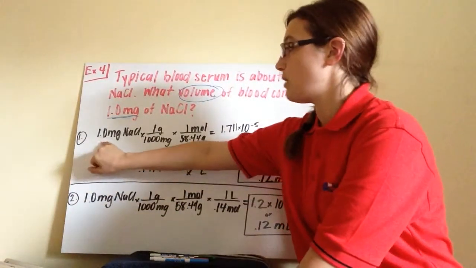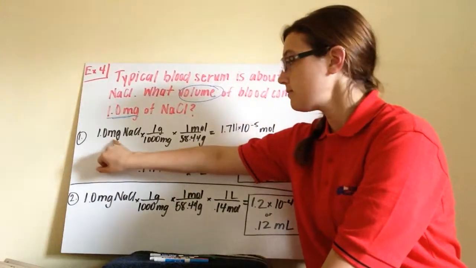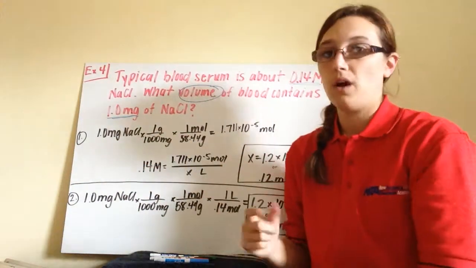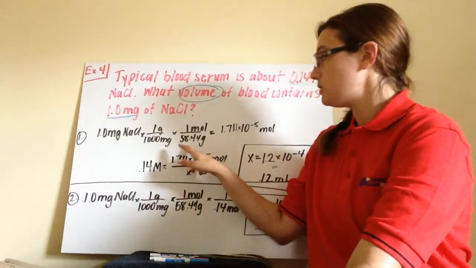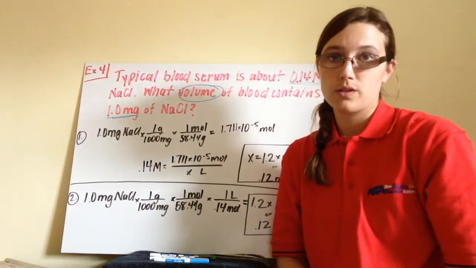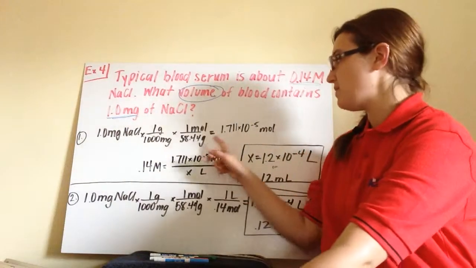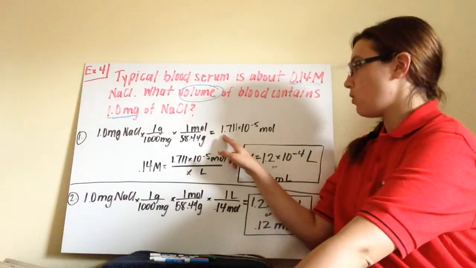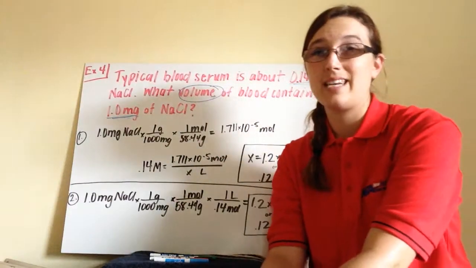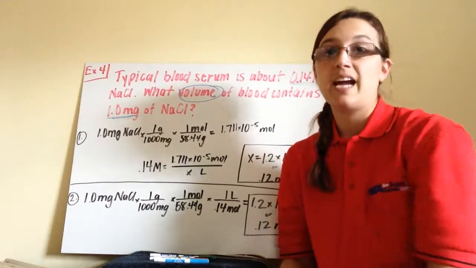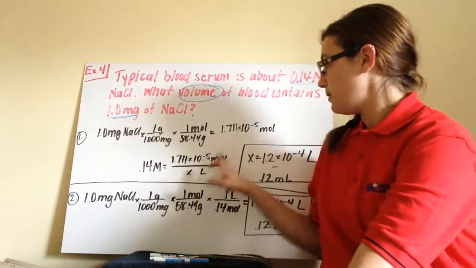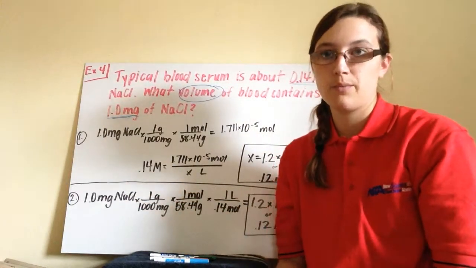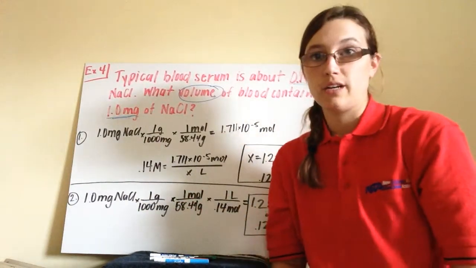So if we take a look at this, we have 1 milligram of sodium chloride. Milli means 1,000. So there are 1,000 milligrams in 1 gram. And then I use the molar mass from the periodic table to get from grams to moles. I find that in 1 milligram of sodium chloride, there's 1.711 times 10 to the negative 5th moles. I now have my moles of solute. I'm going to plug my moles of solute into my molarity formula along with the concentration given to me in the problem, and I'm solving for liters.